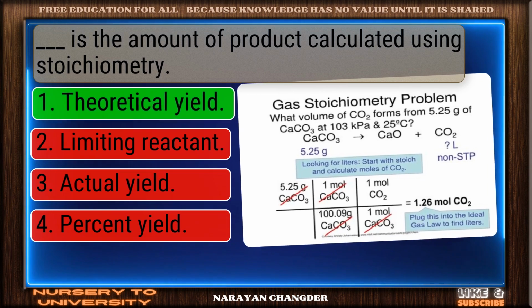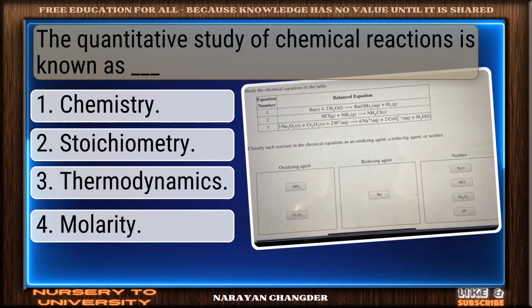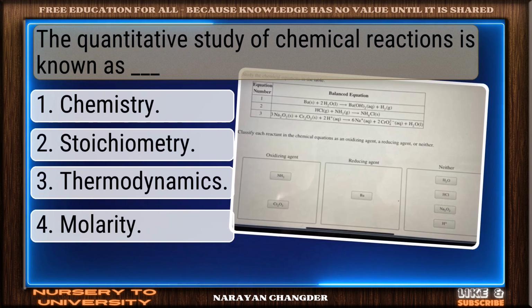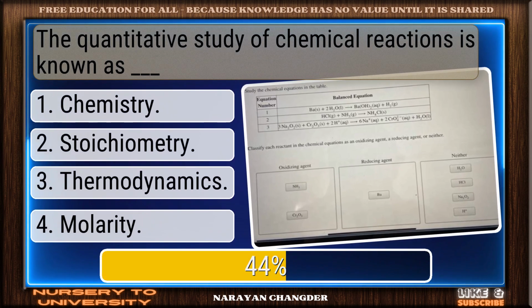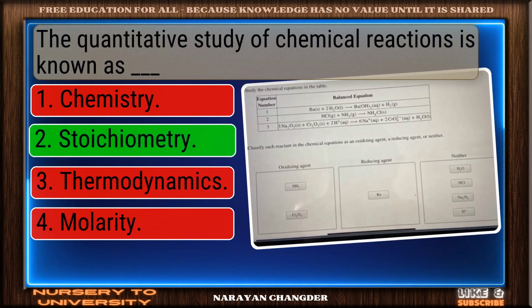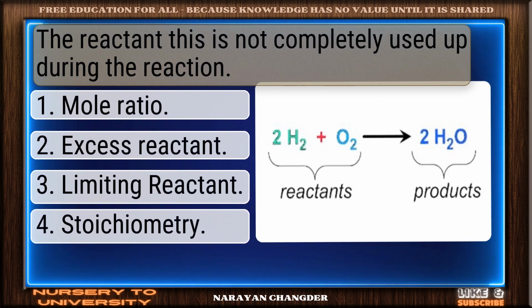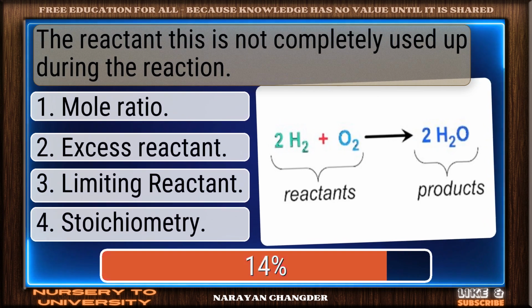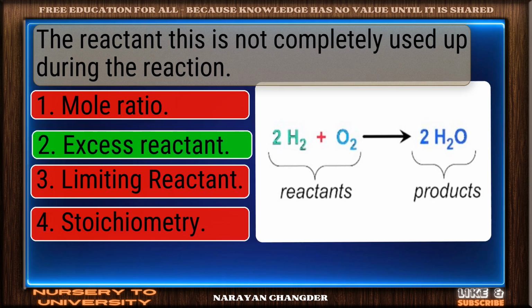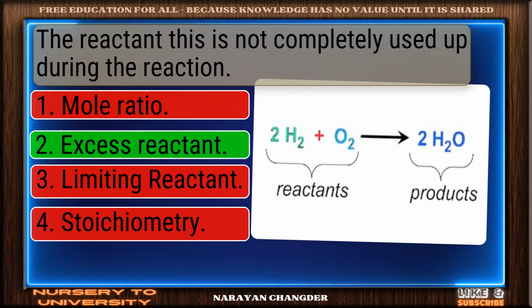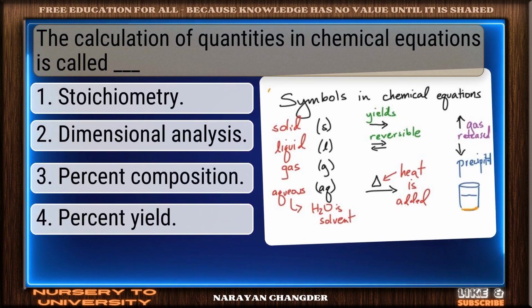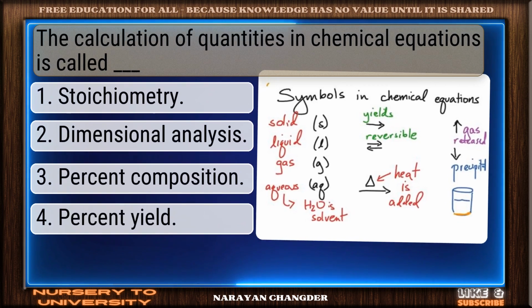Strong answer, theoretical yield. The quantitative study of chemical reactions is known as dash. Commendable response, stoichiometry. The reactant that is not completely used up during the reaction. Thoughtful answer, excess reactant. The calculation of quantities in chemical equations is called dash.